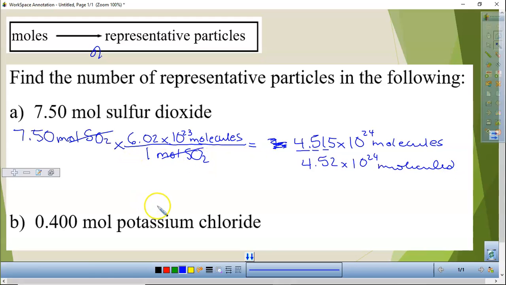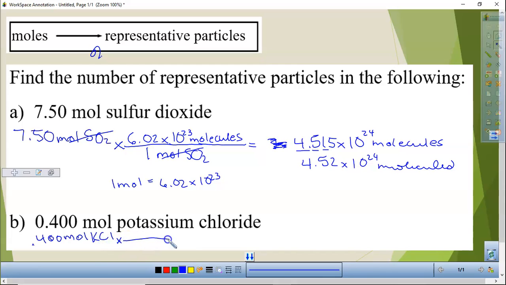Okay. All right, we're going to do this next one, 0.400 moles of potassium chloride. So I'm going to use my conversion factor. 1 mole equals 6.02 times 10 to the 23rd. So I'm going to use that down here. I start out by writing my given: 0.400 moles. Potassium chloride, how do I write that? KCl.